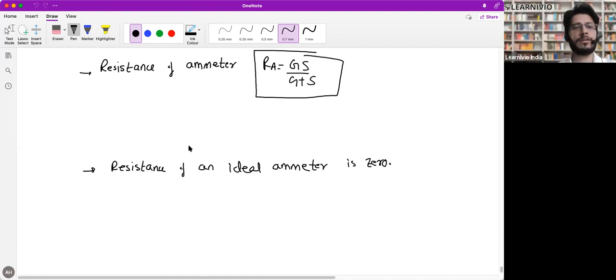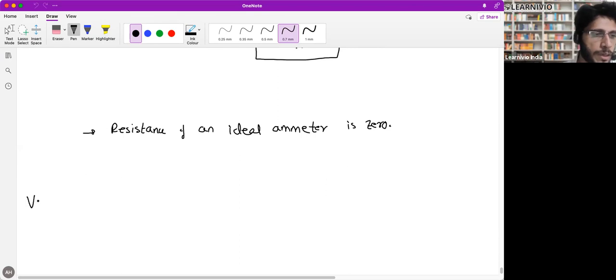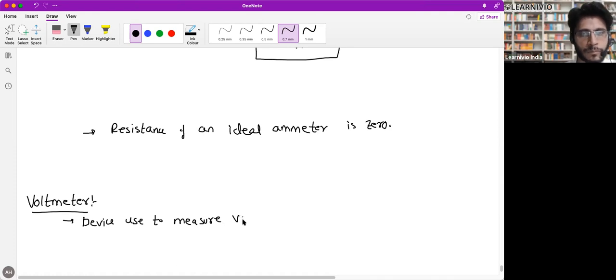Okay, after ammeter, the next is voltmeter. Last topic. Voltmeter. So voltmeter is a device used to measure voltage. So the device used to measure voltage is voltmeter.